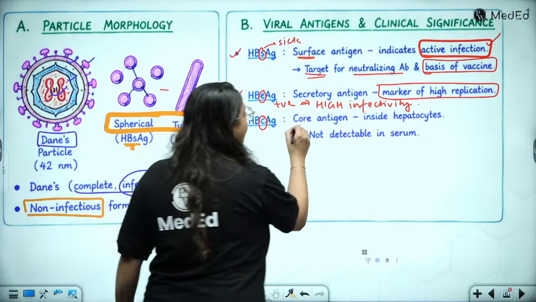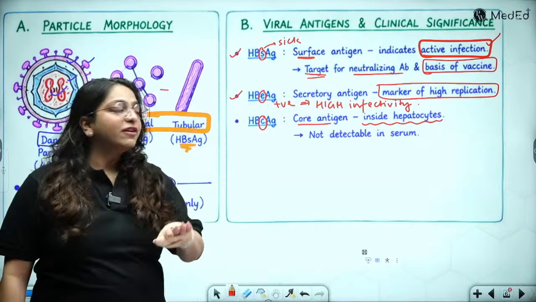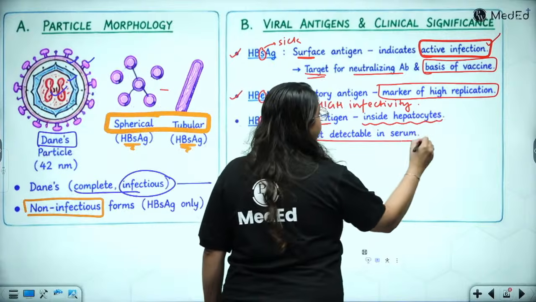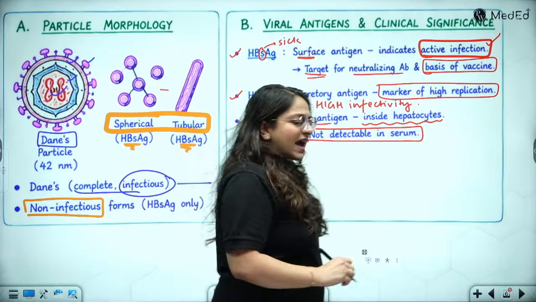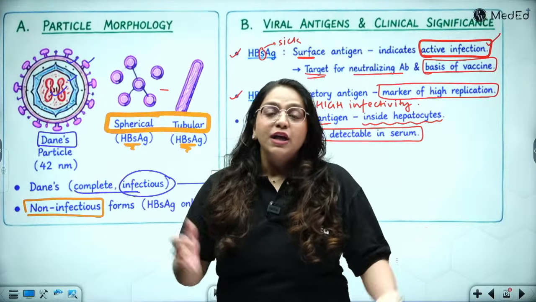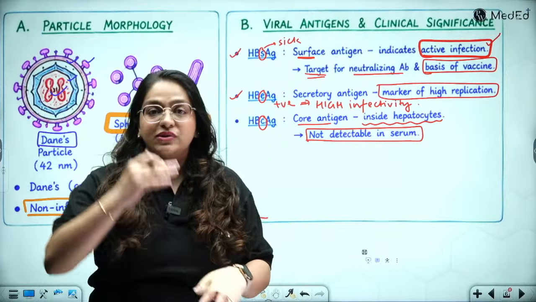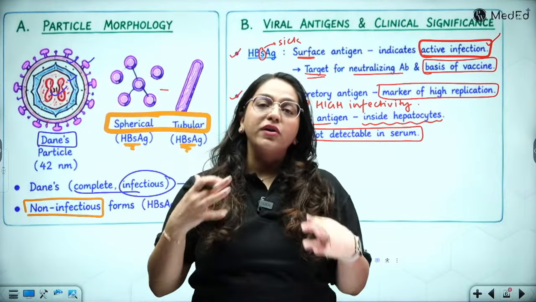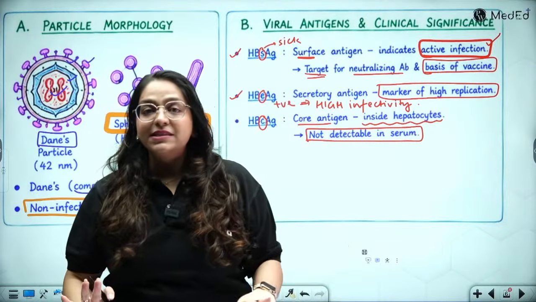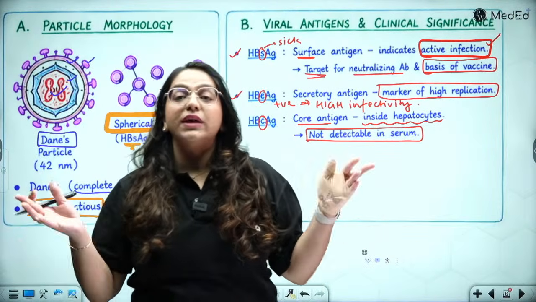Because it's the core antigen. It can only be seen inside the hepatocytes. It is never found, not detectable in the serum. Because the virus will never leave its core. It will never leave the core, just leak out like that. But it will only uncoat itself inside the hepatocytes. Inside that one particular organ where it is supposed to cause a disease, only there is it going to uncoat itself and expose its core to the hepatocyte.